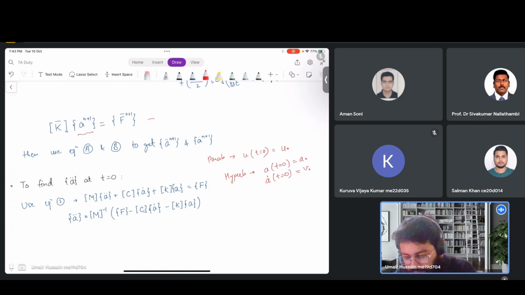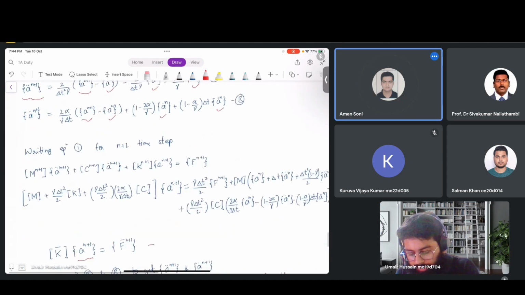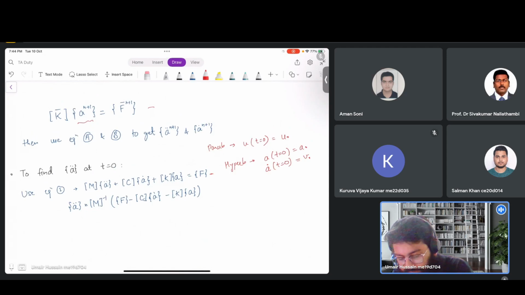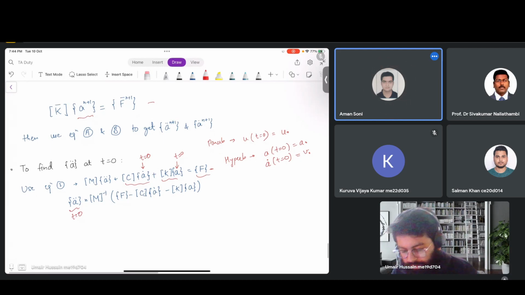But you'll see that we also need the acceleration at t equals 0, u double dot. So what we do is we have this basic equation, the equation 1 we had. We can substitute t equals 0, and for t equals 0 we also have this. So we know these terms. We can just manipulate these equations to get our acceleration at t equals 0. So this is just simple manipulation.